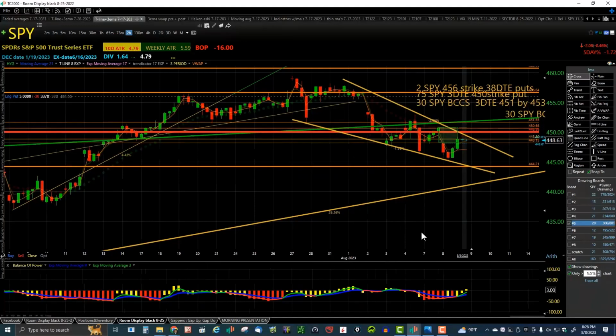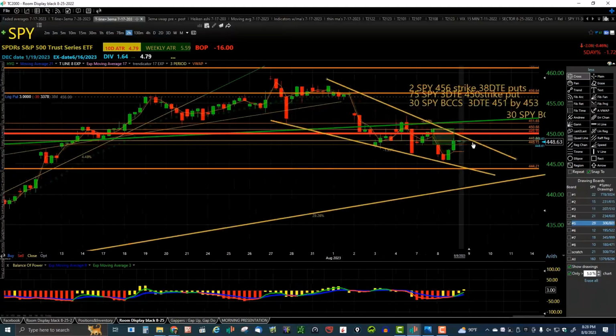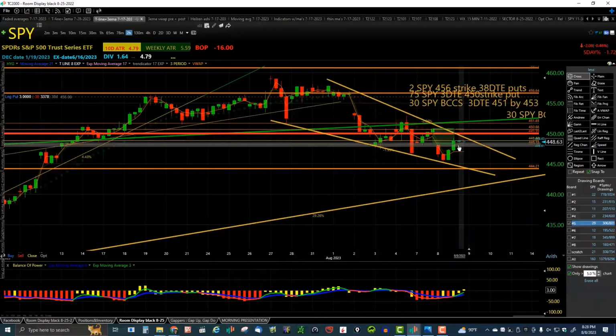So I do have some puts going into tomorrow. We'll see if they want to bounce it around or if they're going to swing it back down here. So we'll see what happens. Oh, you're welcome. We'll see if they're going to swing it back down to the 444 area or if they're just going to bull flag it through here on SPY.